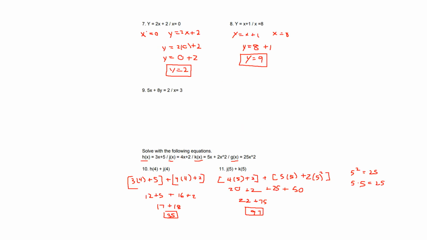For number 12, we have j of 8. J of x is 4x plus 2. So if we plug in 8, we get 4 times 8 plus 2. This is 32 plus 2, or just 34.